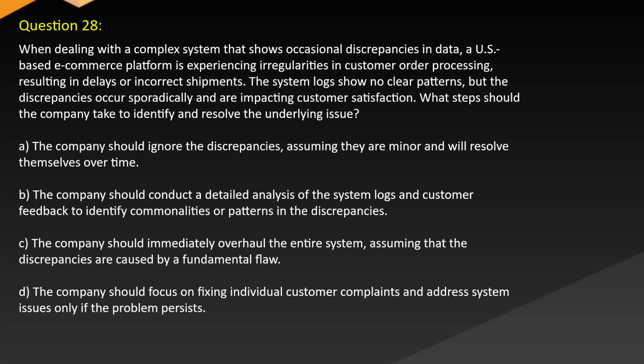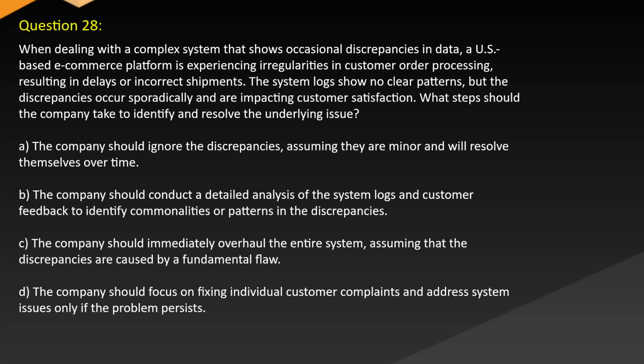is experiencing irregularities in customer order processing, resulting in delays or incorrect shipments. The system logs show no clear patterns, but the discrepancies occur sporadically and are impacting customer satisfaction. What steps should the company take to identify and resolve the underlying issue?